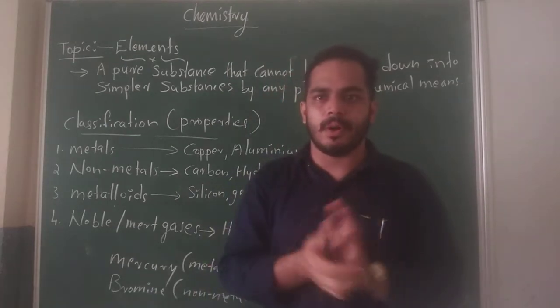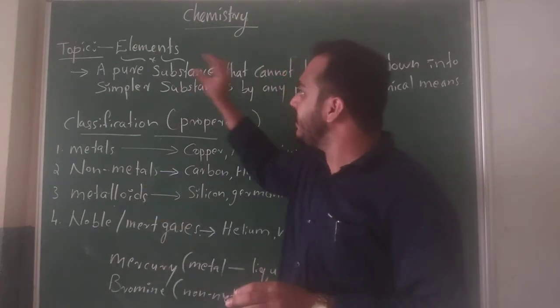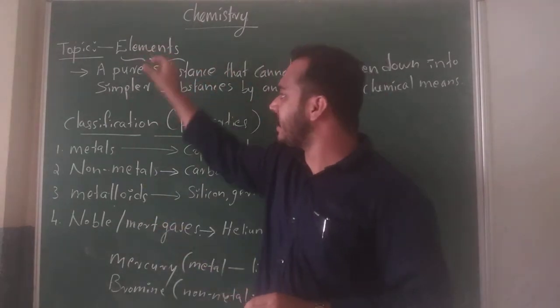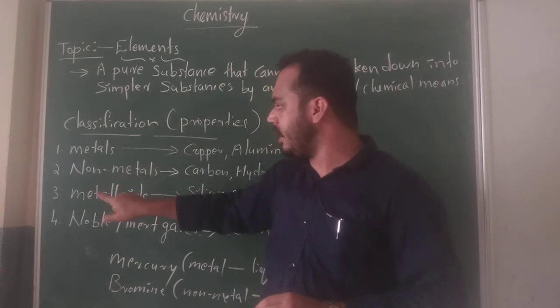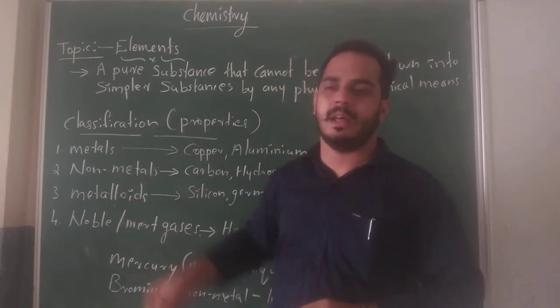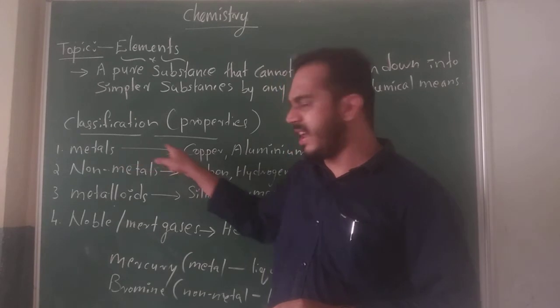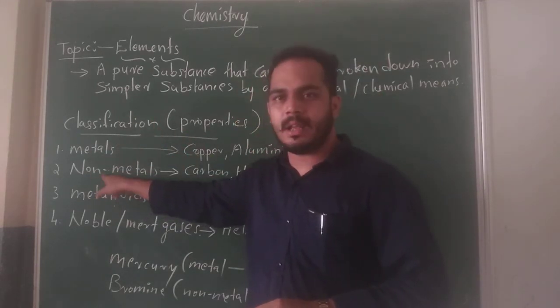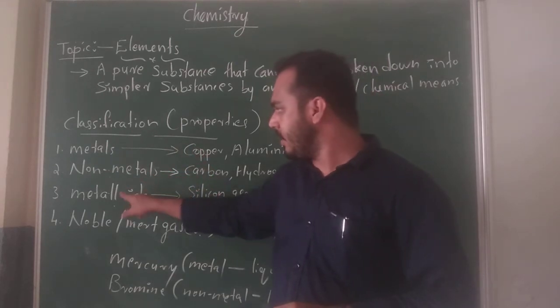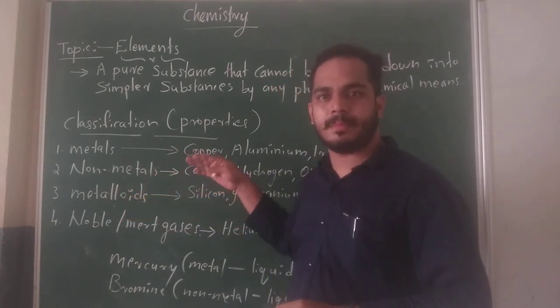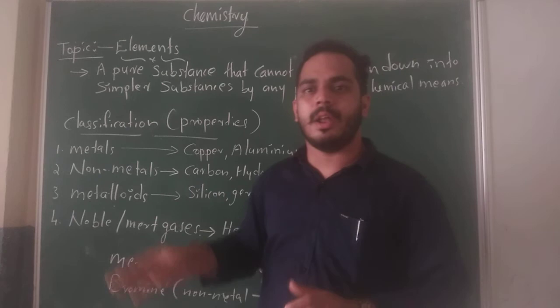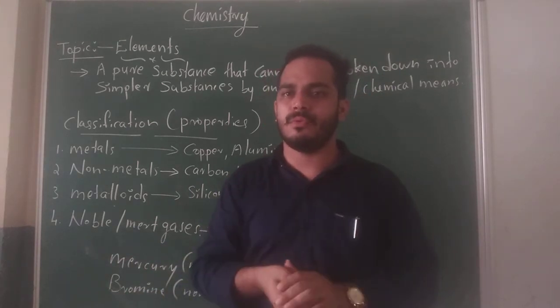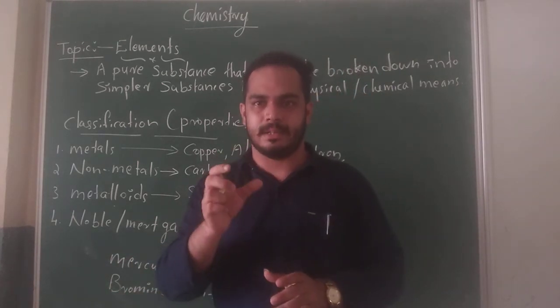I hope all of you understood today's topic. What is meant by elements? Elements are classified into metals, non-metals, metalloids, and noble gases. We covered what a metal is, with examples and characteristics, and likewise for non-metals, metalloids, and noble gases.